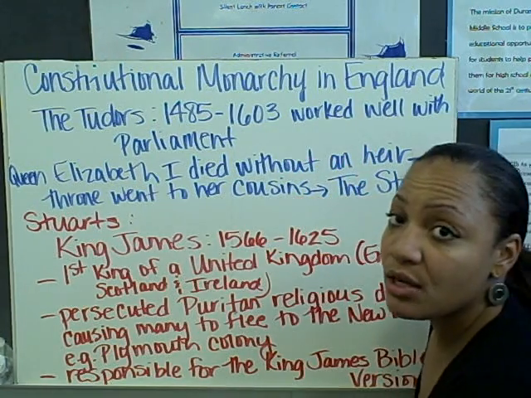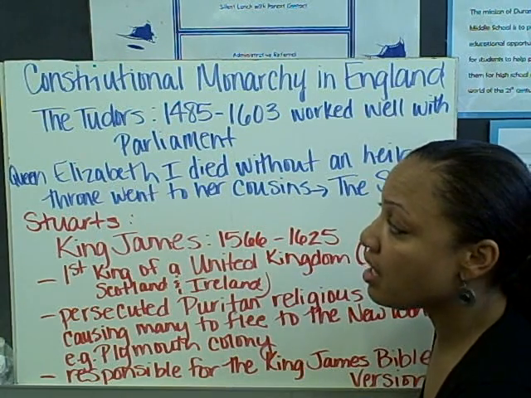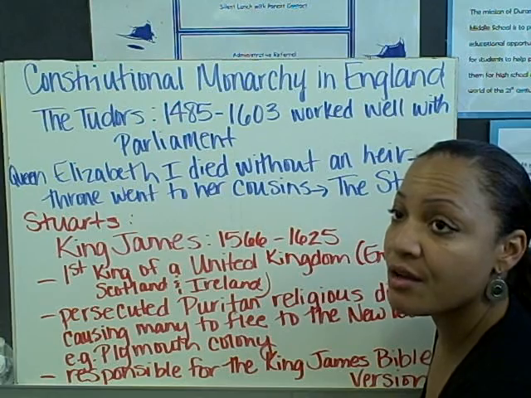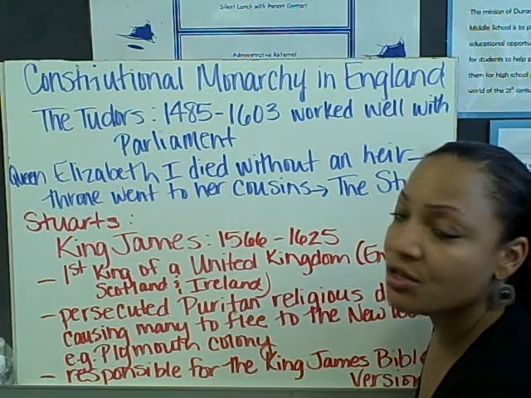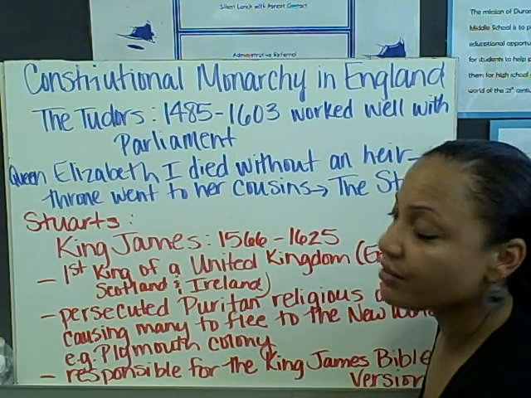He's going to have three kids. He's going to have Edward, Mary, and Elizabeth. All of them will become leaders of England. However, the reigns of Edward and Mary are going to be very short. Queen Elizabeth is going to be in charge for a long period of time.